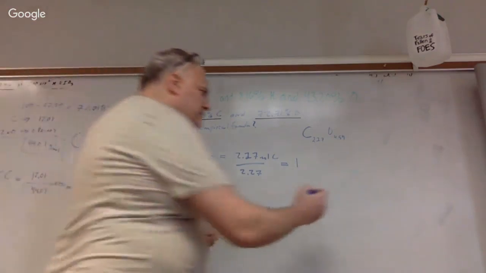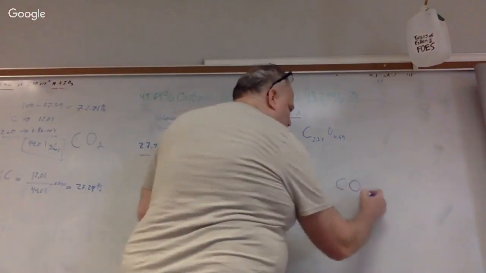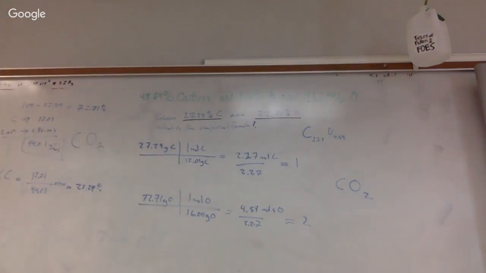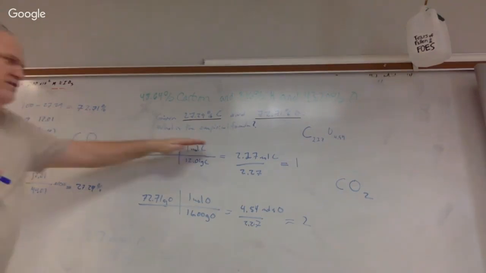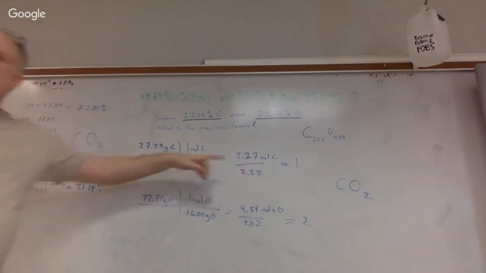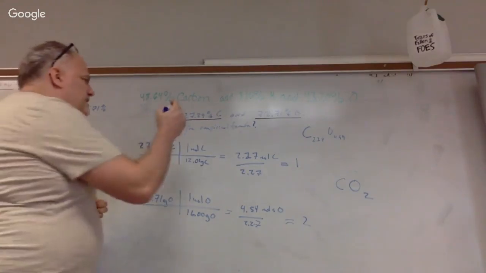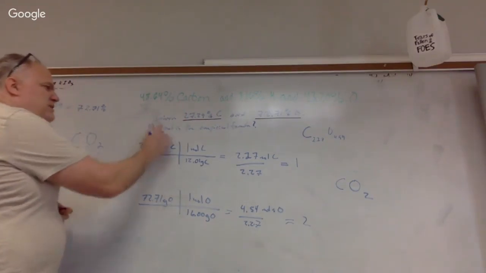The formula would be CO2. Do you see how we got back to the same formula that we started with when we tried to figure out the percentages? So this is proof of concept that if they give you the percentages, you can solve for the actual formula, or if they give you the formula, you can go backwards and solve for the percentages. Now, step number 1 in this, and I didn't write it, is, what is the empirical formula?